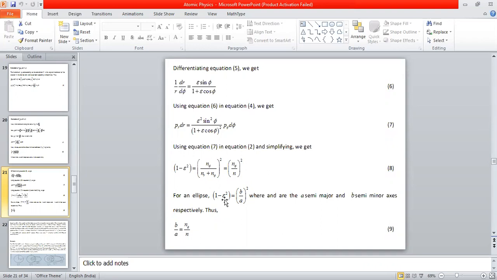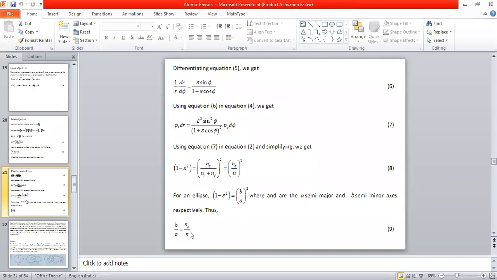Okay, and for an ellipse you can also say that 1 minus epsilon square, epsilon is the eccentricity. So 1 minus epsilon square is equal to b by a the whole square, where a is the semi major axis and b is the semi minor axis. So combining this expression with equation 8, we get b by a is equal to n phi by n. So this is equation 9.